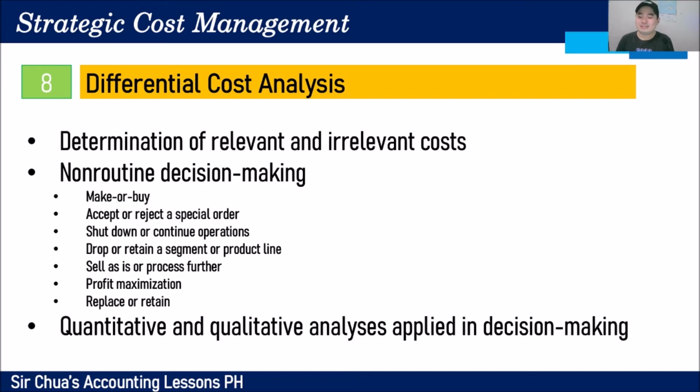And then sell as is or process further. Should I sell it at this point, or if I process this further, what will be the effect? And then profit maximization, and then replace or retain. And then qualitative and quantitative analysis will be applied in your decision making. Basically, it's not just about the differences in cost. If there are other factors that will affect your decisions, we'll be talking about that as well.